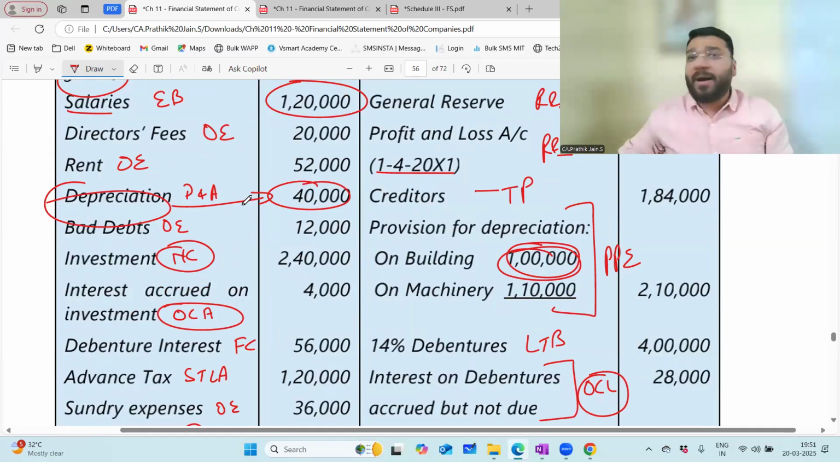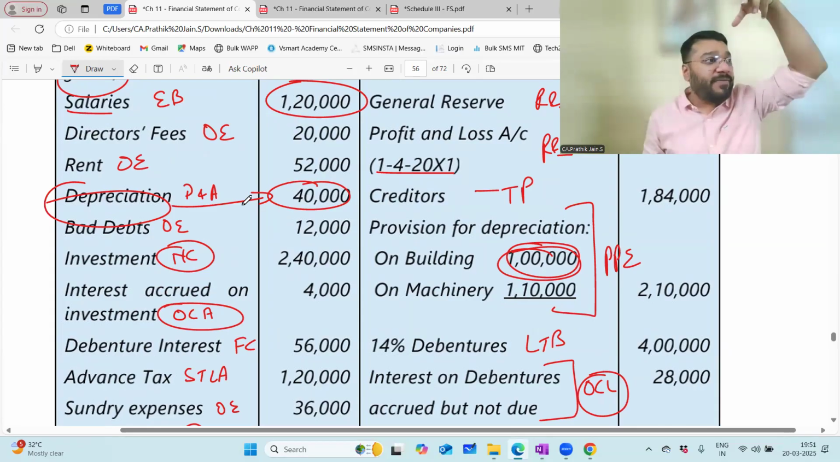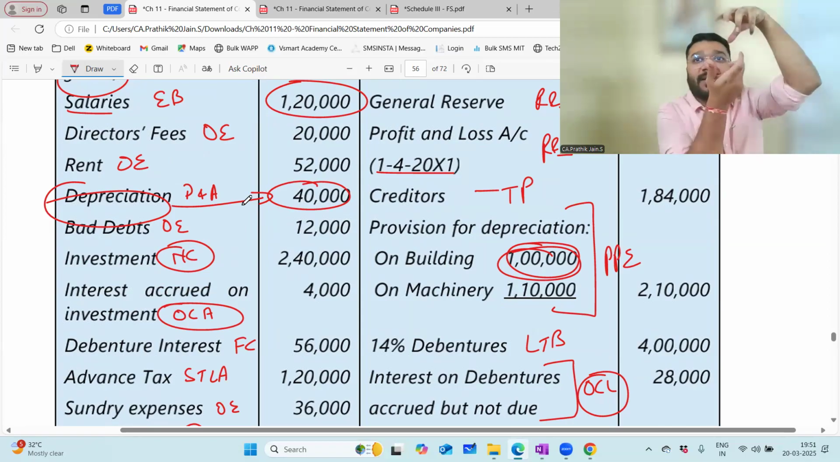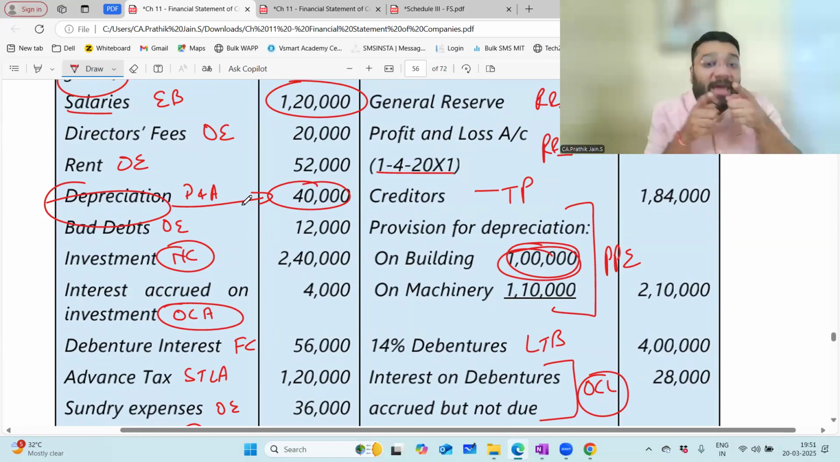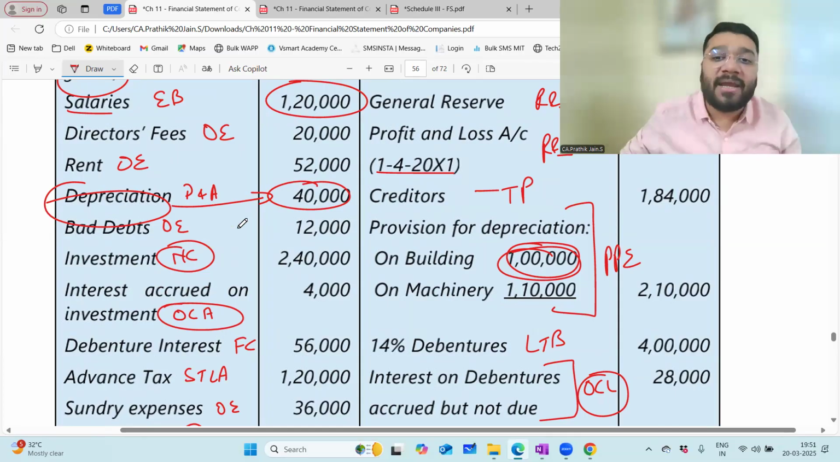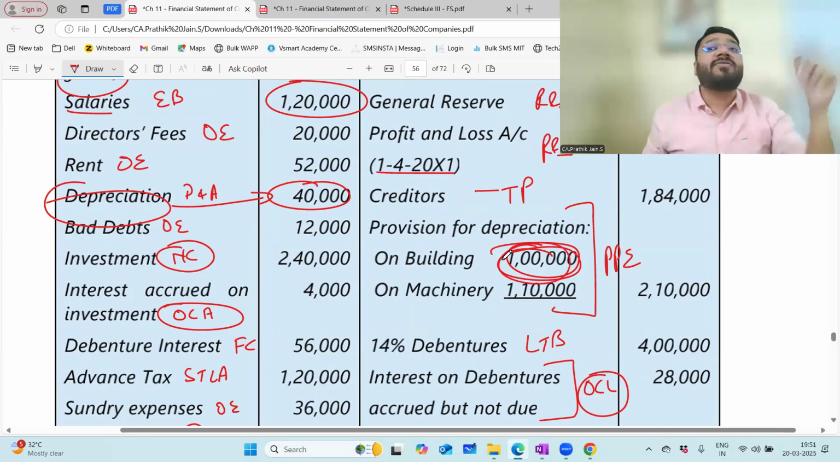If at all the entry is passed, what entry they would have passed? Depreciation to PFD, which means in the opening balance of PFD, this depreciation would have been added and then you would have gotten closing balance. Hence, this 1 lakh is that closing balance of PFD. This is the closing balance of the PFD account.